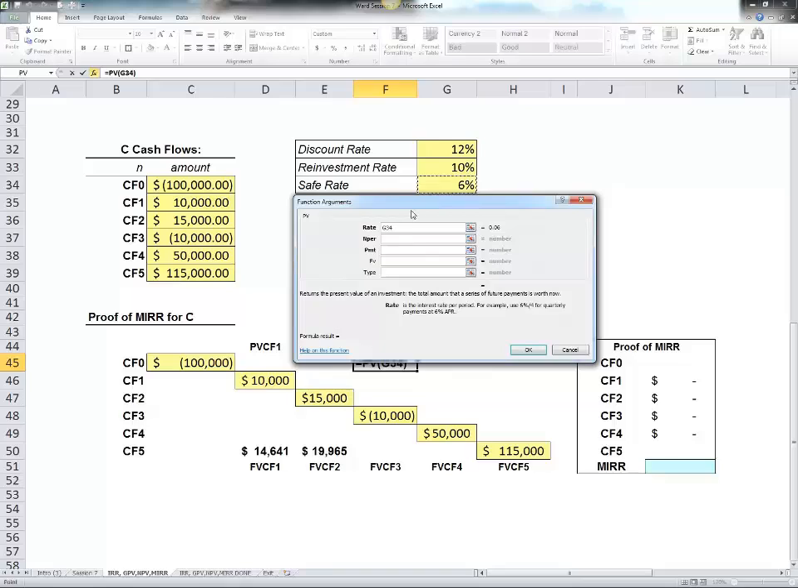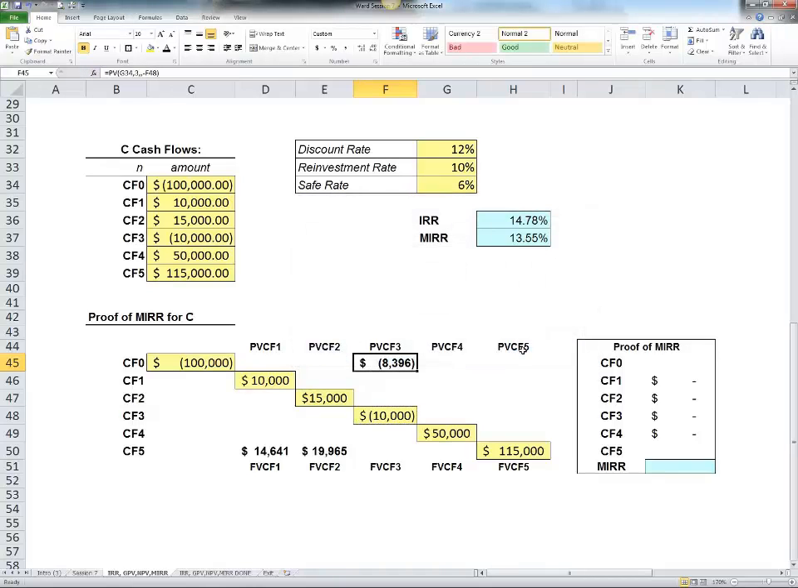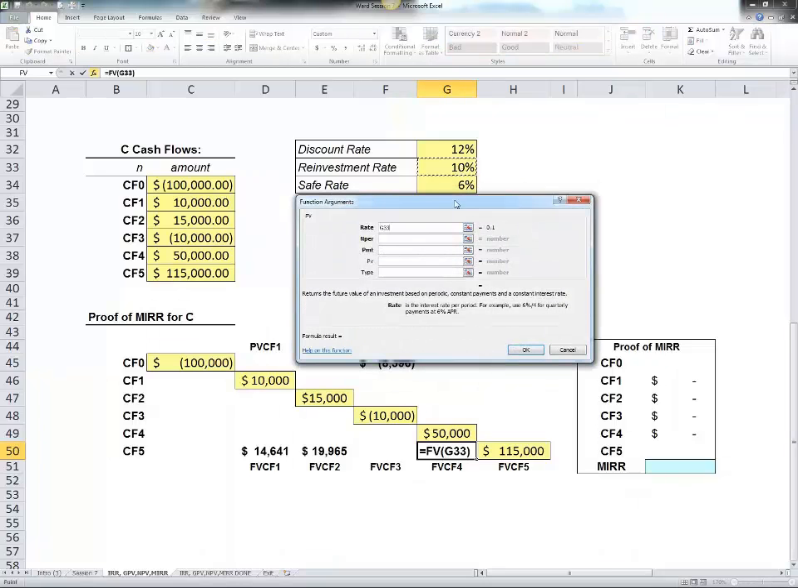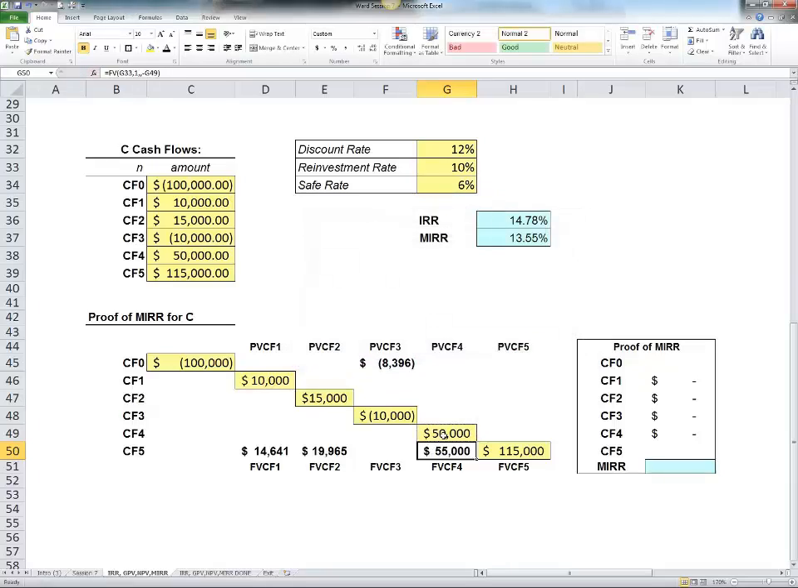So our rate is at safe rate of 6% for 3 periods in order to have the $10,000 to lose, we need to invest an additional $8,396 today. And then, of course, our $50,000 will grow one period, and it'll become $55,000. We kind of know that because it's 10%, but we can use the function and verify that. Future value, 10% rate, one period. We will invest the $50,000, and it'll grow to $55,000.